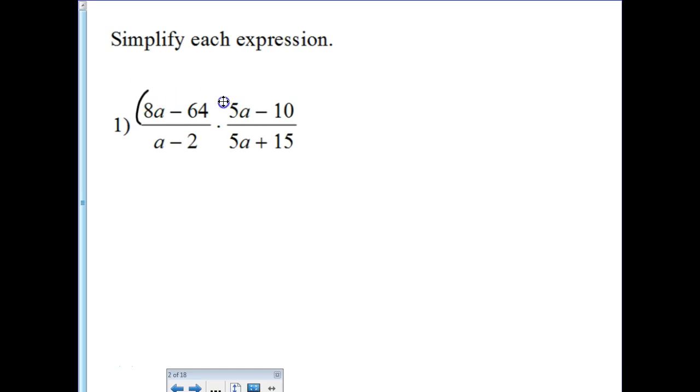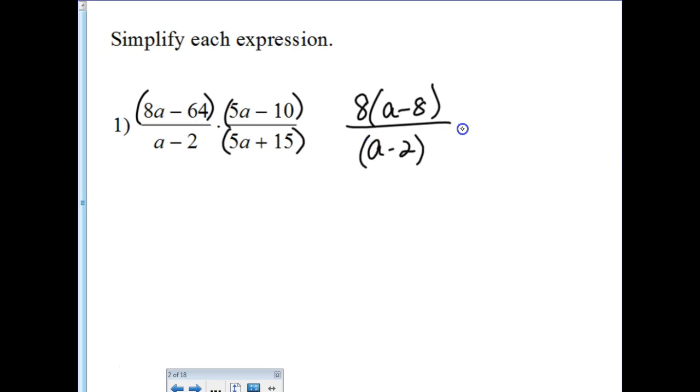Now cross canceling requires you to have factors that are already in factored form for polynomials. So like this factor right here, you can take an 8 out of that, and you get 8 times a minus 8. A minus 2 does not factor any further, so I'm just going to leave it. But notice how I put parentheses around it? Here you can take a 5 out, so it's 5 times a minus 2, and then that second denominator you can also take a 5 out. And you get a plus 3.